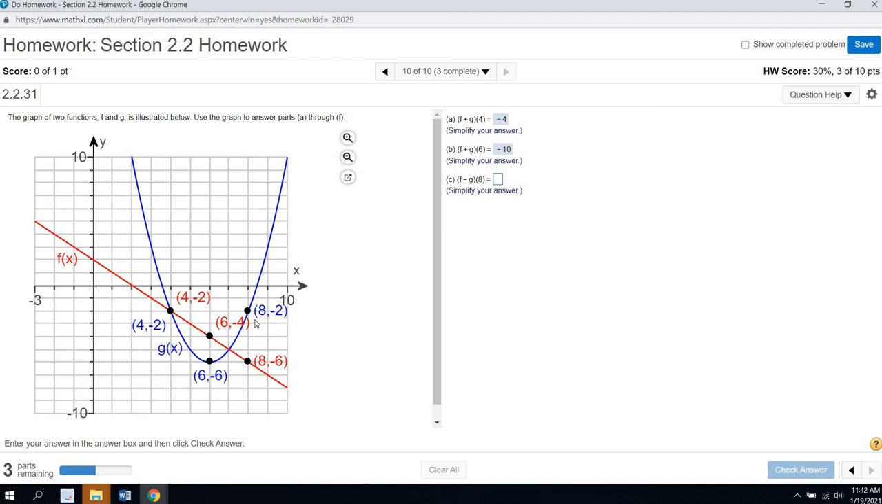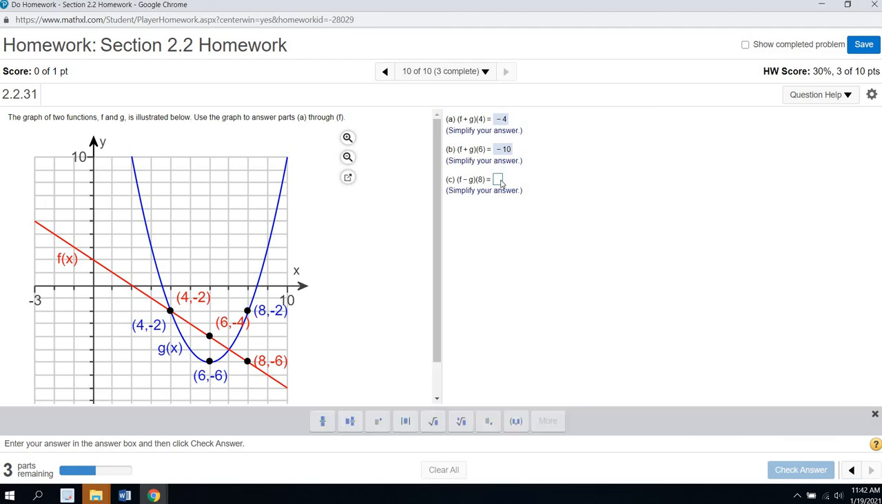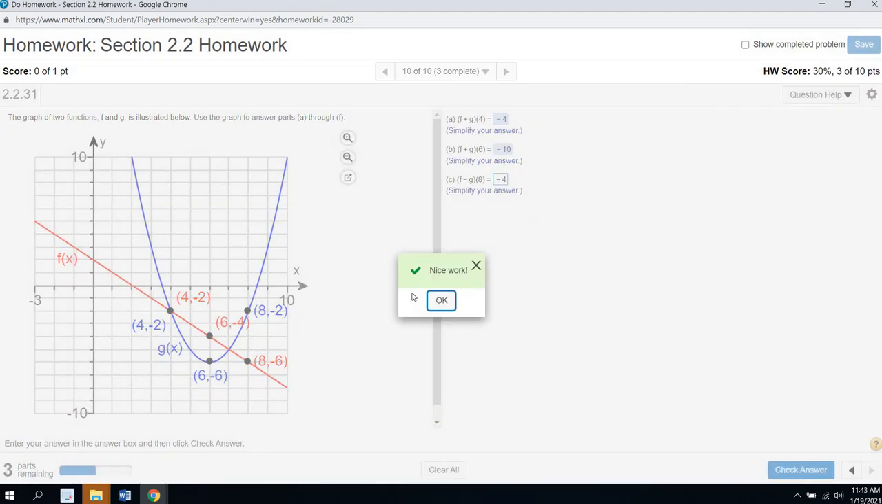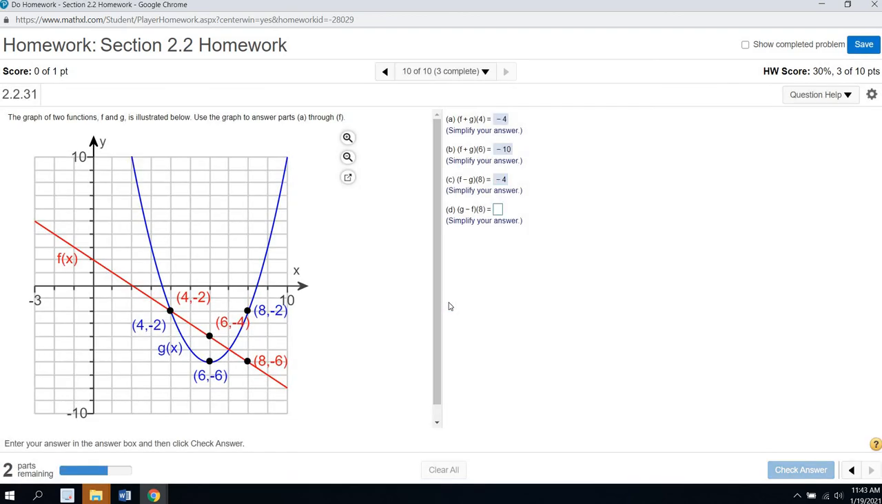How about 8? I'm going to take f of 8. Now f of 8, make sure you got the right one because it's subtraction. That's first. Negative 6. G of 8 is negative 2. Negative 6 minus a negative 2 is negative 4, right? Negative 6 minus a negative 2 is negative 6 plus 2. And so we check that and it says nice work. So we're doing our work on the side.